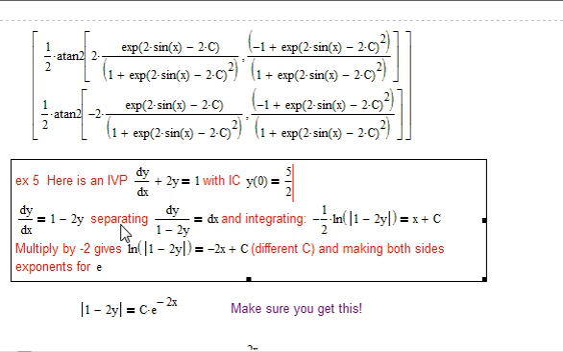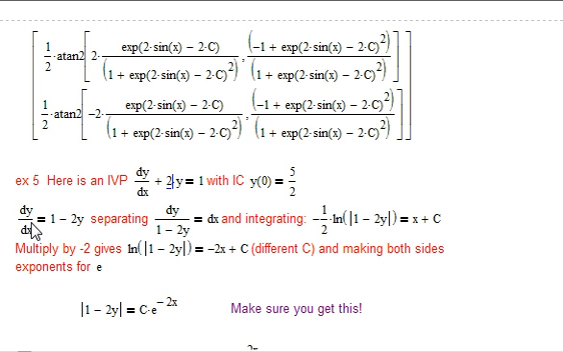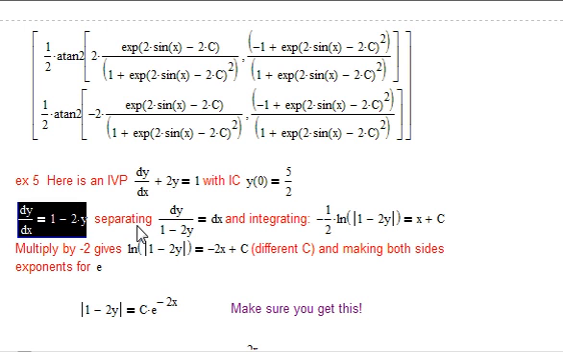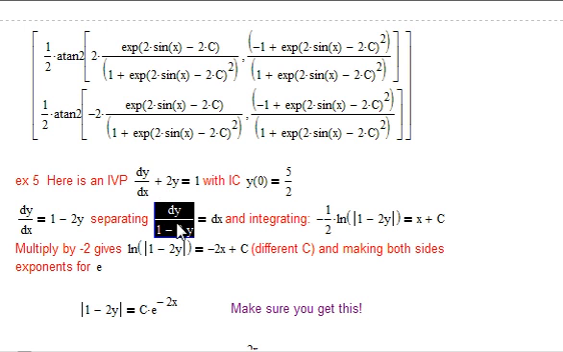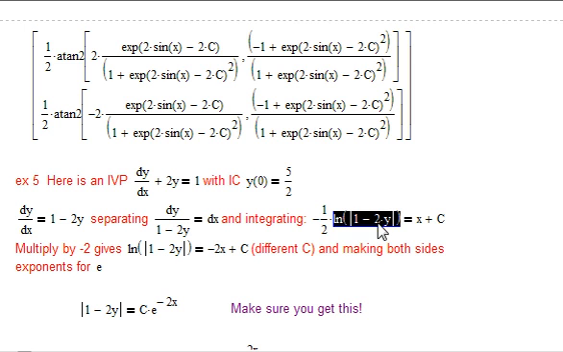But the first thing we want to do is try to separate the variables, and of course if we subtract this 2y from both sides, we get dy/dx equals 1 minus 2y. Separating, we get dy over 1 minus 2y equals dx. And integrating, it's pretty easy to see this is negative 1/2 ln of the absolute value of 1 minus 2y, and this is just x plus c.